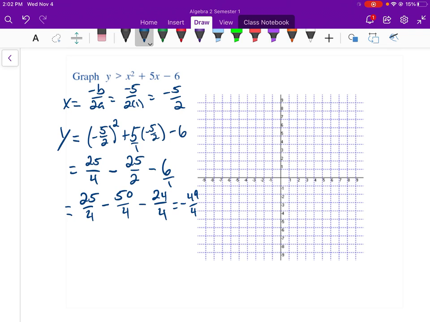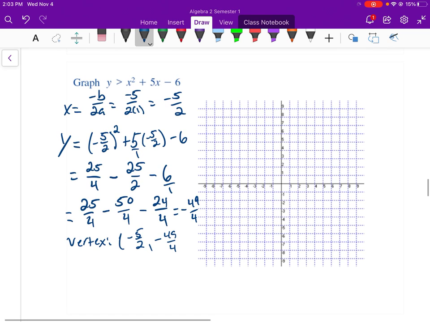Now we have our vertex. We have a vertex of negative 5 halves and negative 49/4. That negative 49/4 is going to be around negative 12.25. So this is not exactly the best one for this, but negative 5 halves is negative 2.5, and then negative 12, so we're just going to go somewhere here.